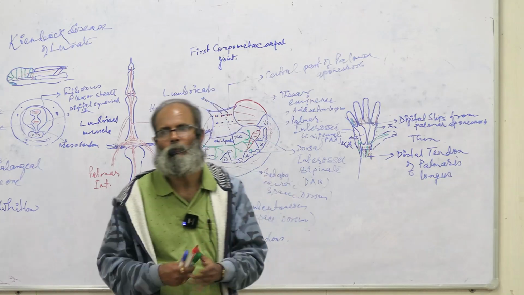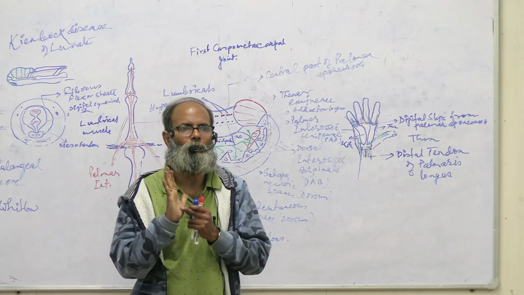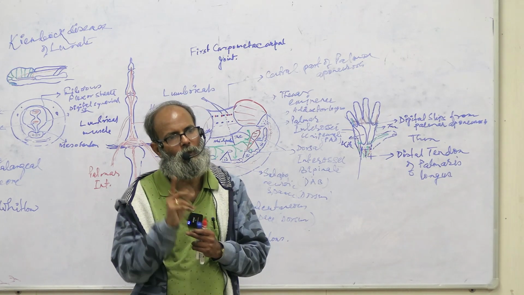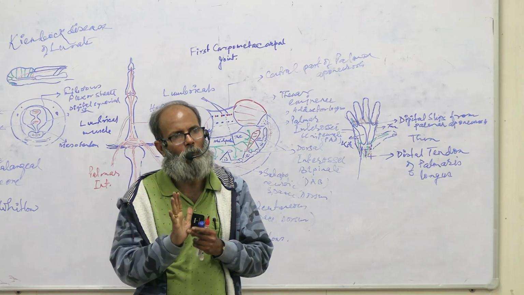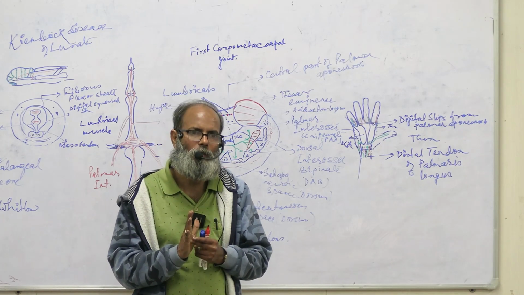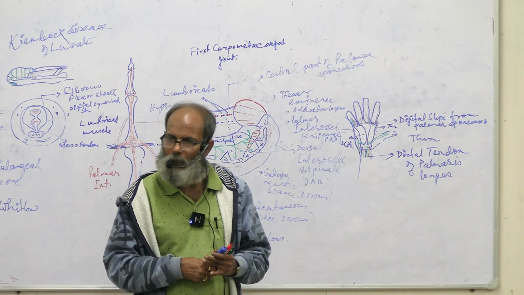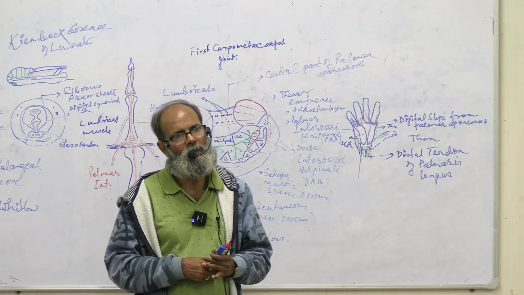One last thing is that there could be infection of the palmar aponeurosis also. This causes a phenomenon which is known as Dupuytren contracture.